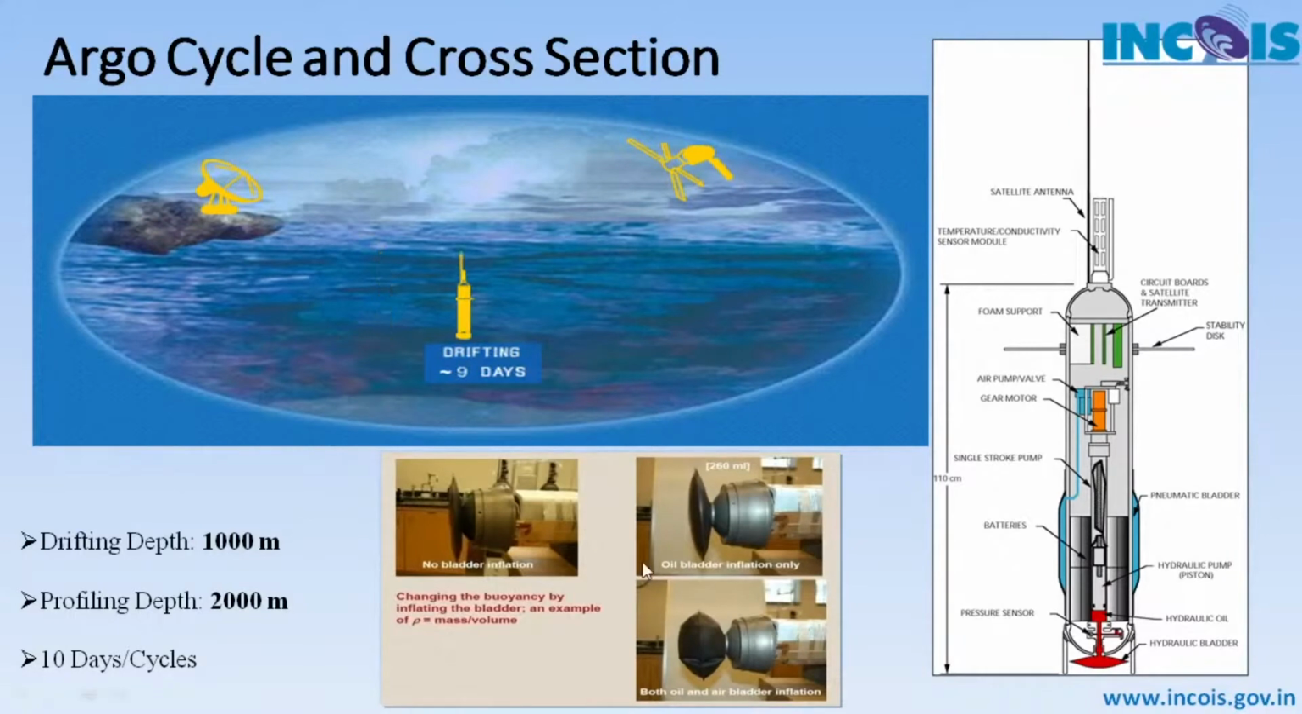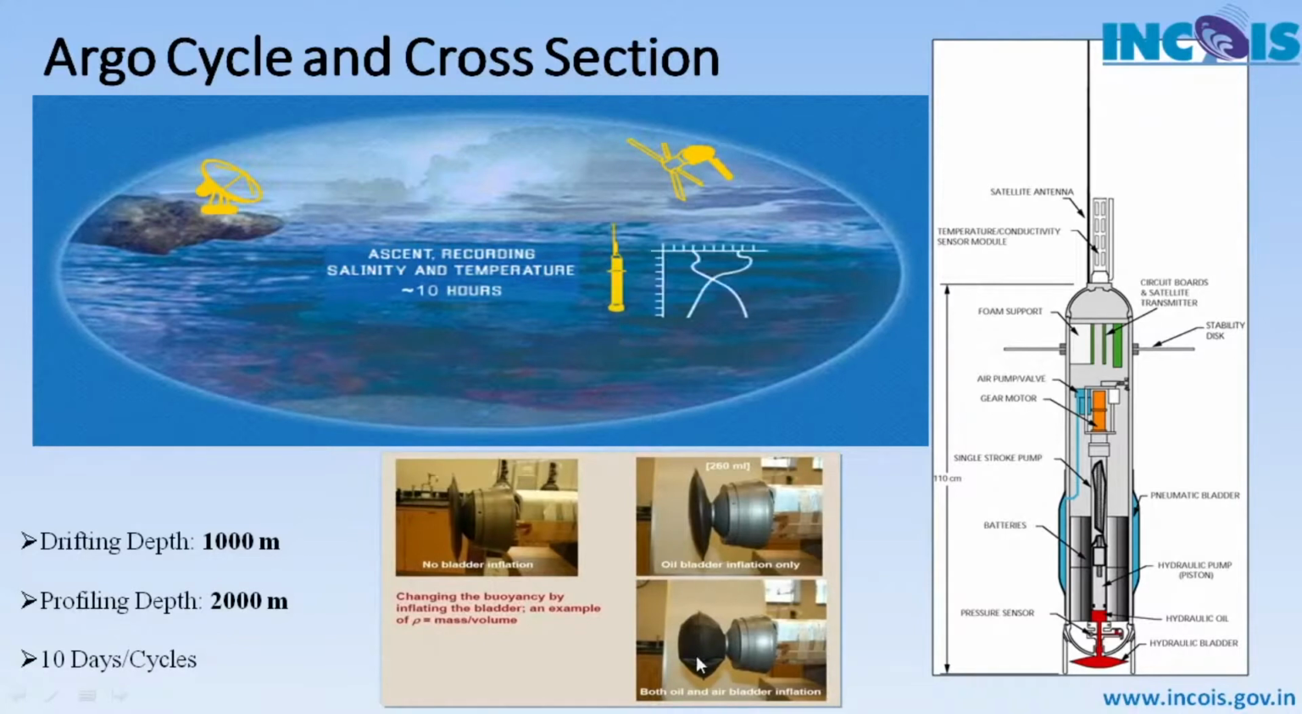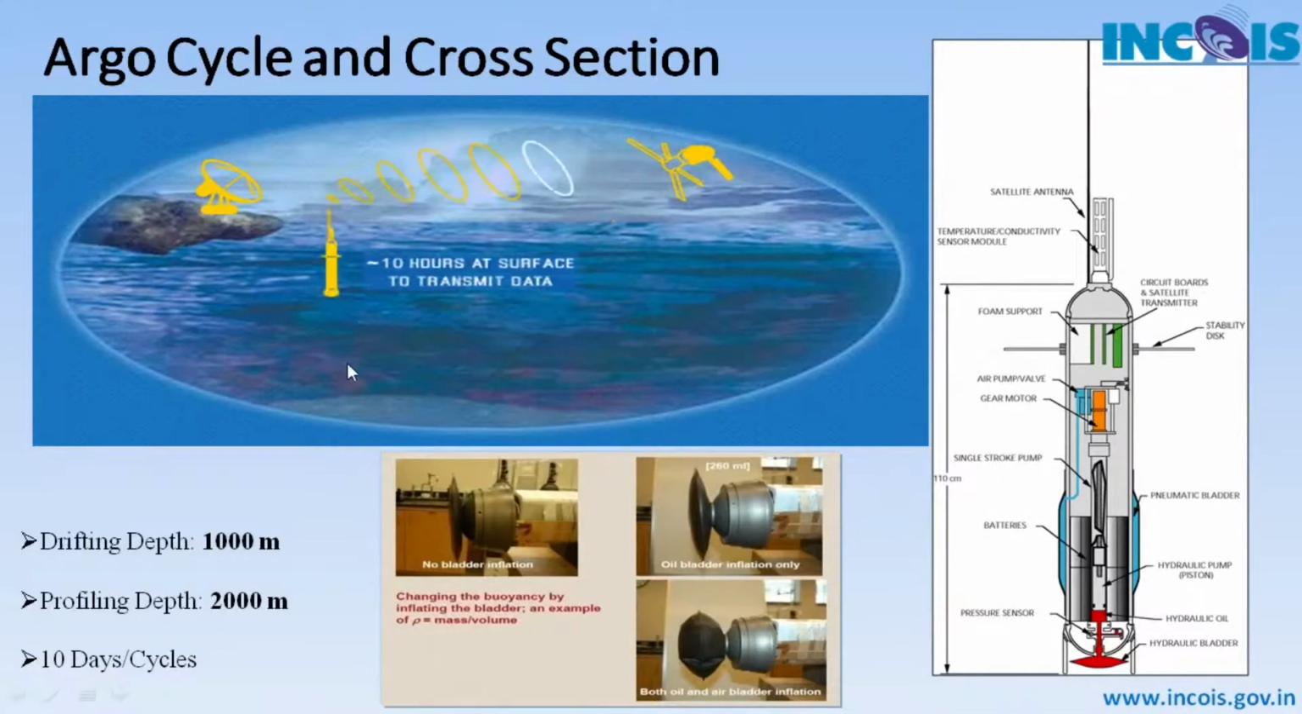Just to tell how it works, there is something like a hydraulic liquid inside the float, which is pushed into the bladder. When the bladder expands, the float becomes lighter, and then it starts to surface. And once on the surface, the entire oil is sucked back from the bladder, and then the float becomes heavier, and then it starts sinking to the predefined drifting depth. This is how the entire float works.